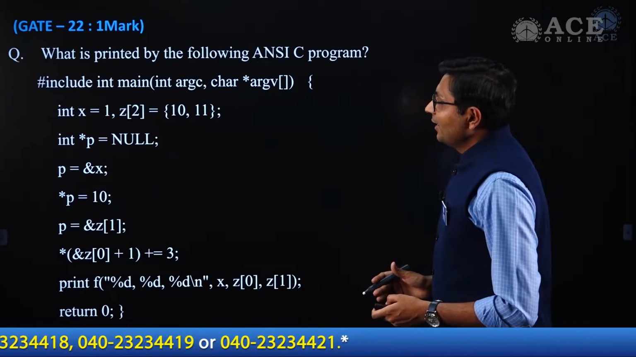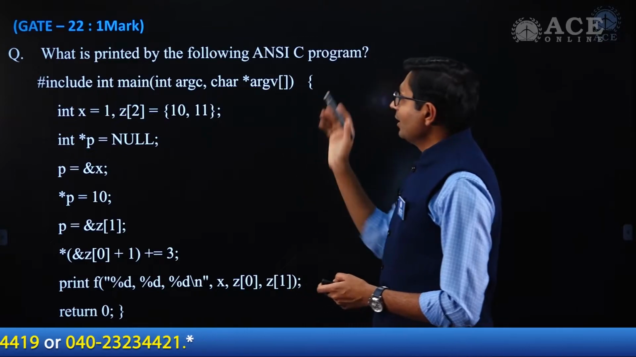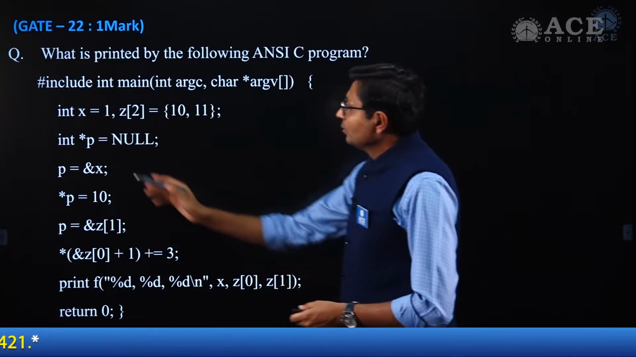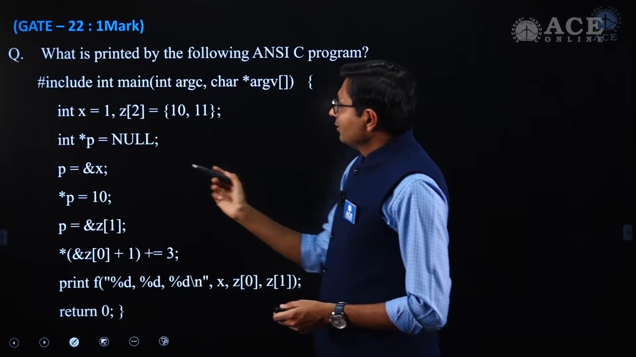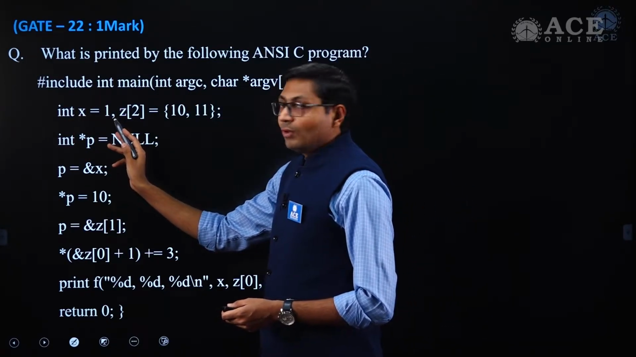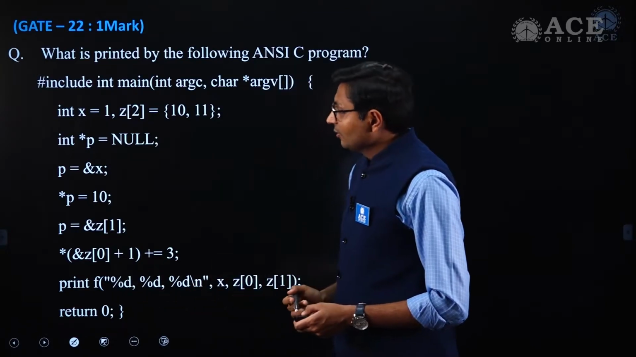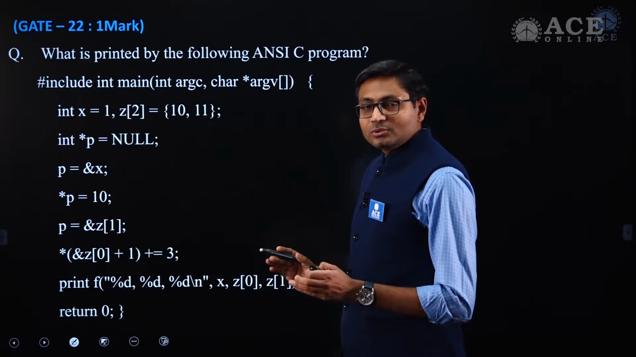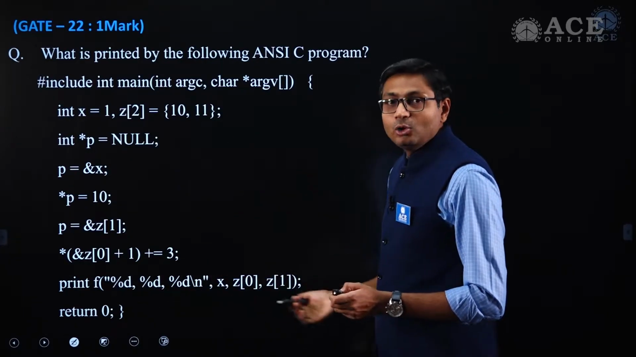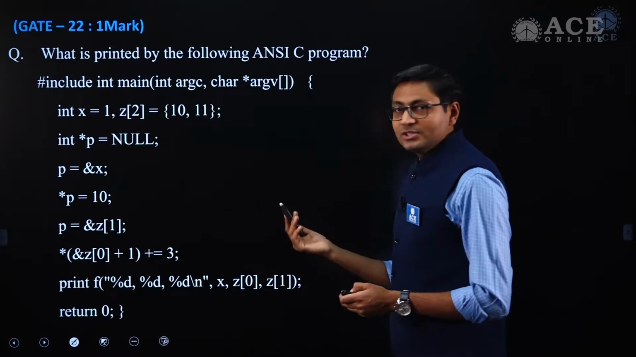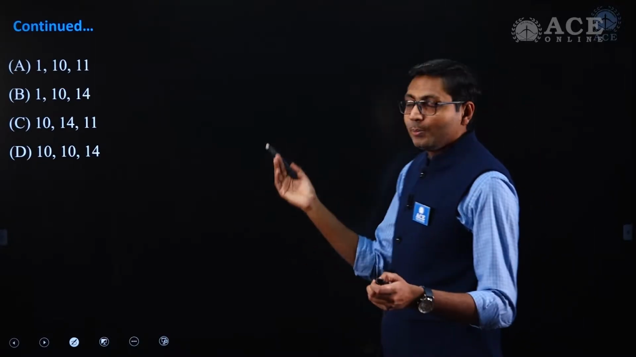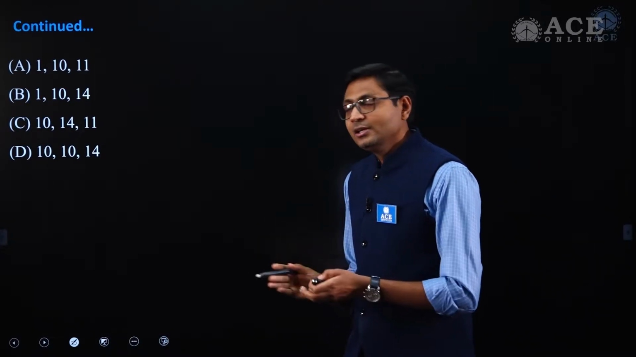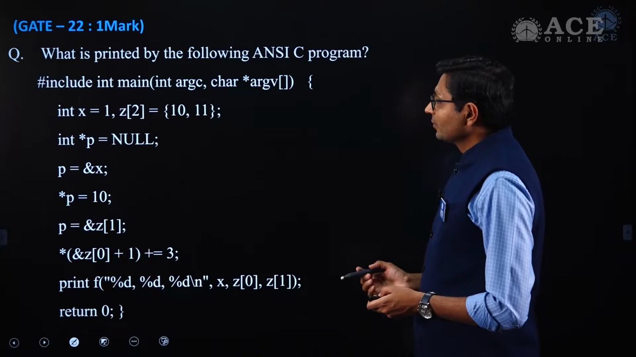What is printed by the following ANSI C program? #include, int main, int x is equal to 1, some program is given, alright. The question is very straightforward, what is the output? Let's just have a look at the options. These are the options provided, alright. So let's solve this question.